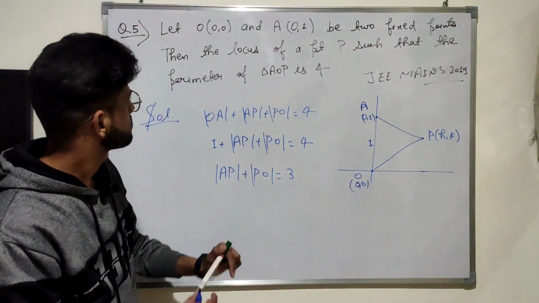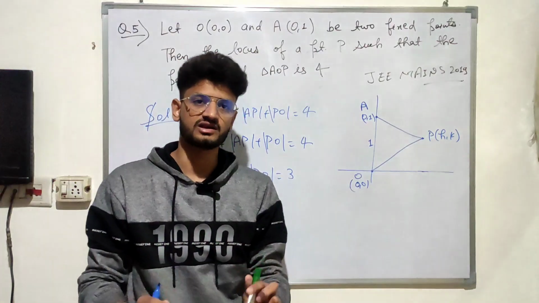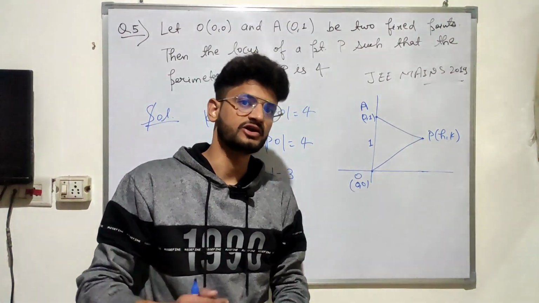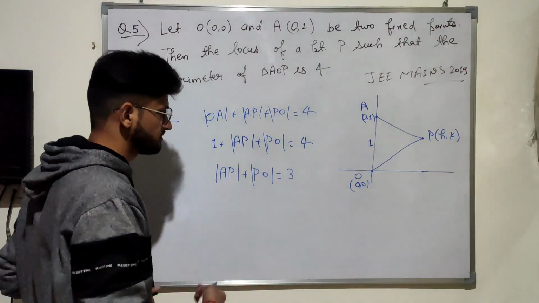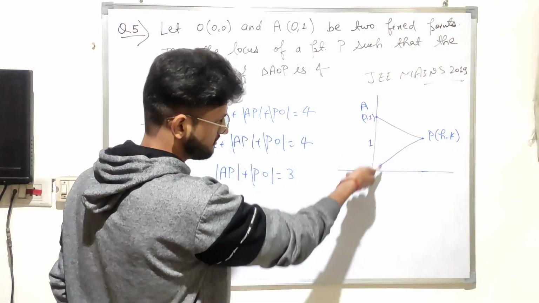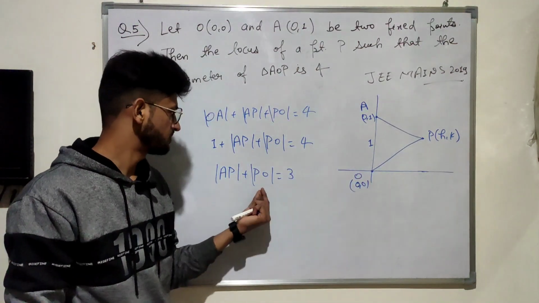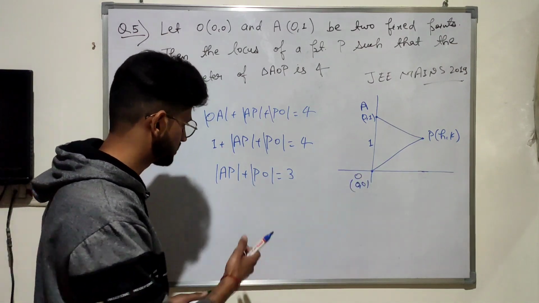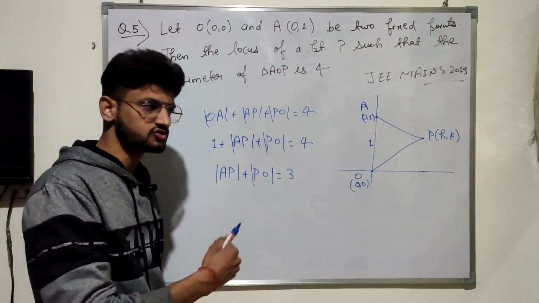So a problem of locus is very simple if we are clear with the definition, what condition has been given to us and how we need to apply it and how we need to solve it. First step is that we have drawn the rough sketch. In step number 2, we have been asked to write the conditions and apply the formula, and whatever the given conditions are, we just need to solve it.